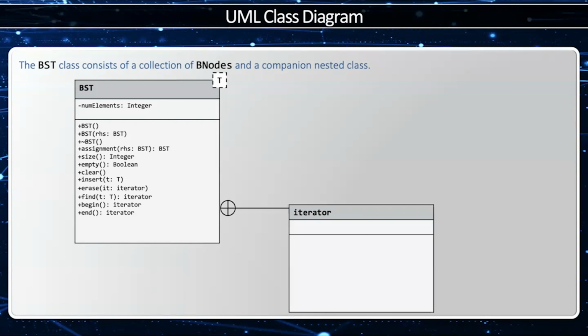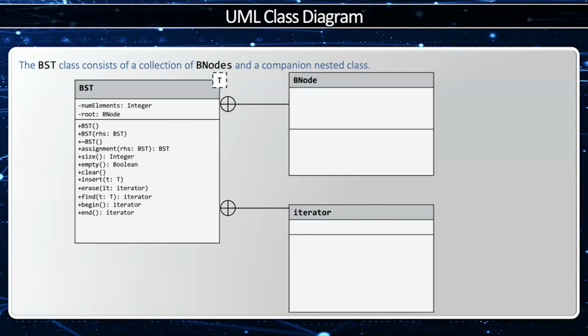Now, our BST has a member variable called the number of elements, and this is an integer. And it also has a pointer to a BNode, and that's the root. And we indicate that BNode is a nested class with the pinwheel operator as well. Now notice this BNode nested class is a private nested class, whereas the iterator is a public nested class. In other words, the client has access to iterator, but not direct access to the BNode. There is no way to indicate public or private for nested classes in a class diagram.